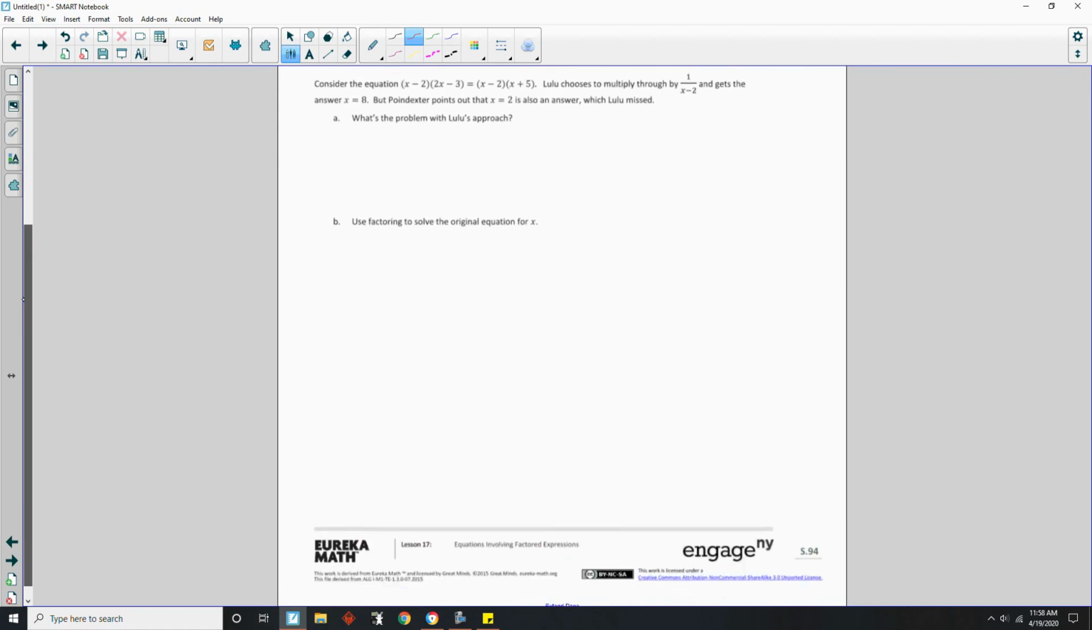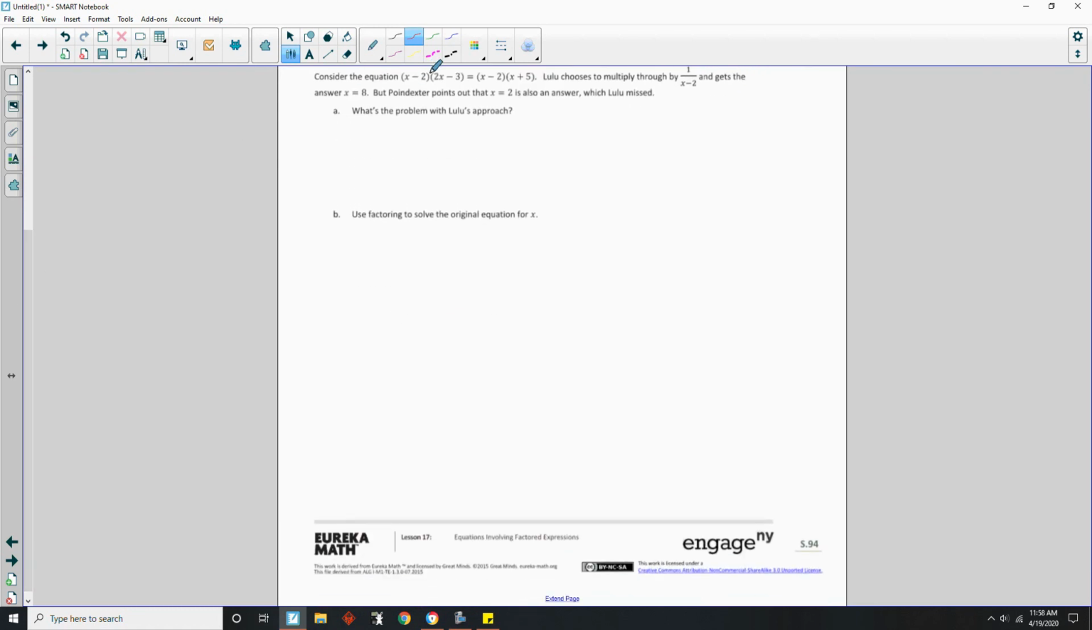Example 3. Consider the equation x minus 2 times 2x minus 3 equals x minus 2 times x plus 5. Lulu chooses to multiply through by 1 over x minus 2 and gets the answer x equals 8. But Poindexter points out that x equals 2 is also an answer, which Lulu missed. What's the problem with Lulu's approach?